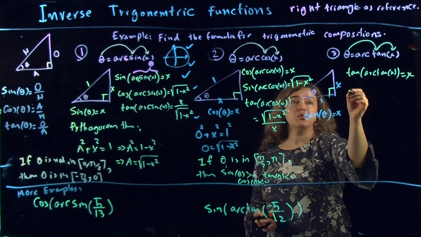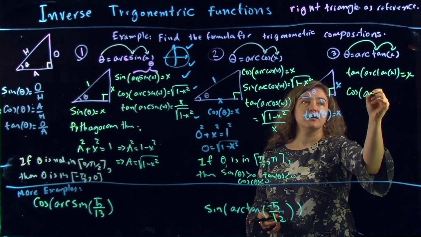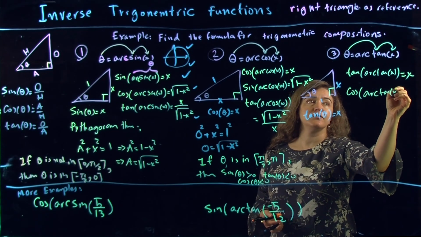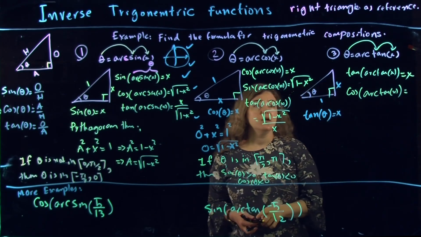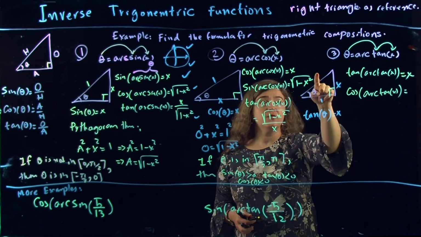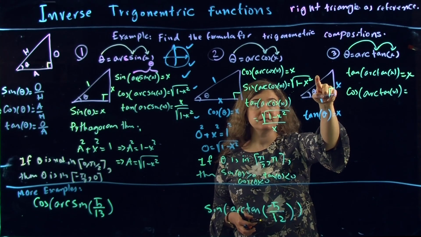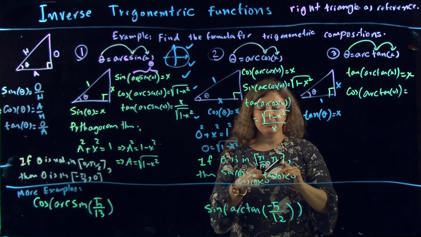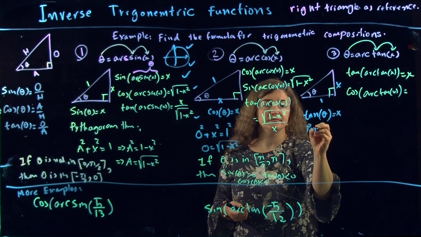Now, what would the cosine of arctan of x be? Cosine of arctan of x is 1 over the hypotenuse. What is the hypotenuse? Use the Pythagorean theorem.